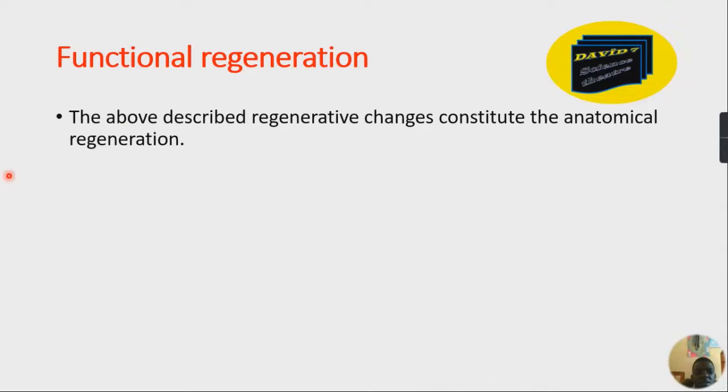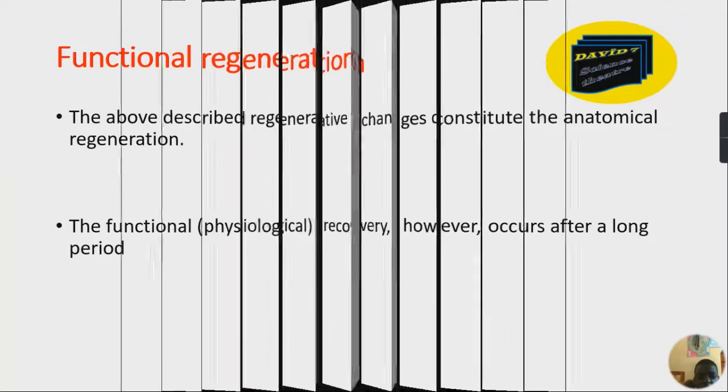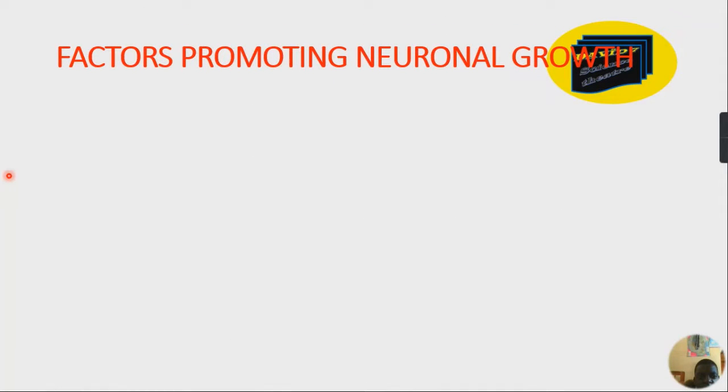Okay, now we've turned to functional regeneration. The previous has been anatomical. All along we've been describing anatomical regeneration. The functional regeneration will occur, but it will take a lot of time. It will occur after a long period of time. Let's continue to the factors that promote neuronal growth.